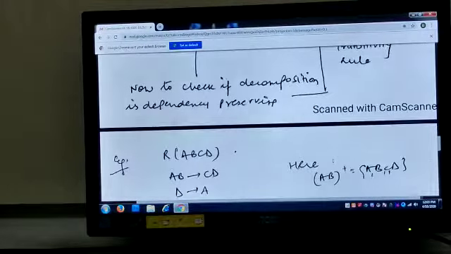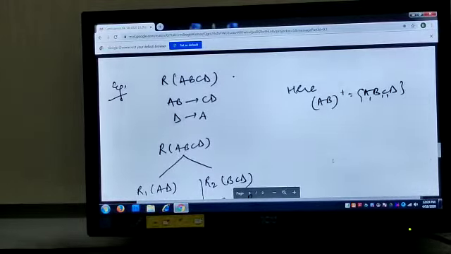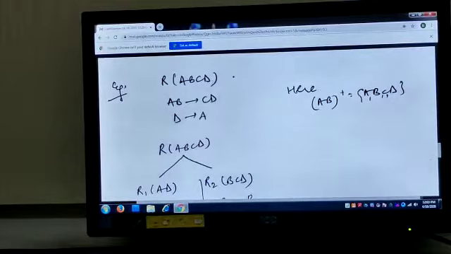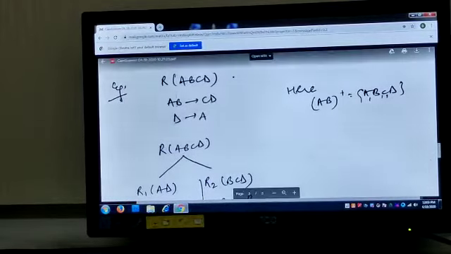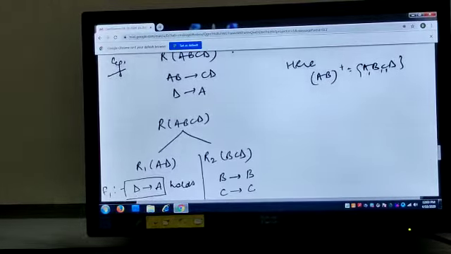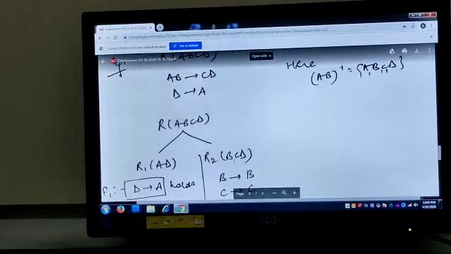Now let's take another example that is a little bit difficult. So we have a relation R, we have 4 attributes A, B, C, D, and this is the set of functional dependencies given to me: AB to CD and D to A. And suppose I decompose it into R1 and R2 like this. R1 is AD and R2 is BCD.